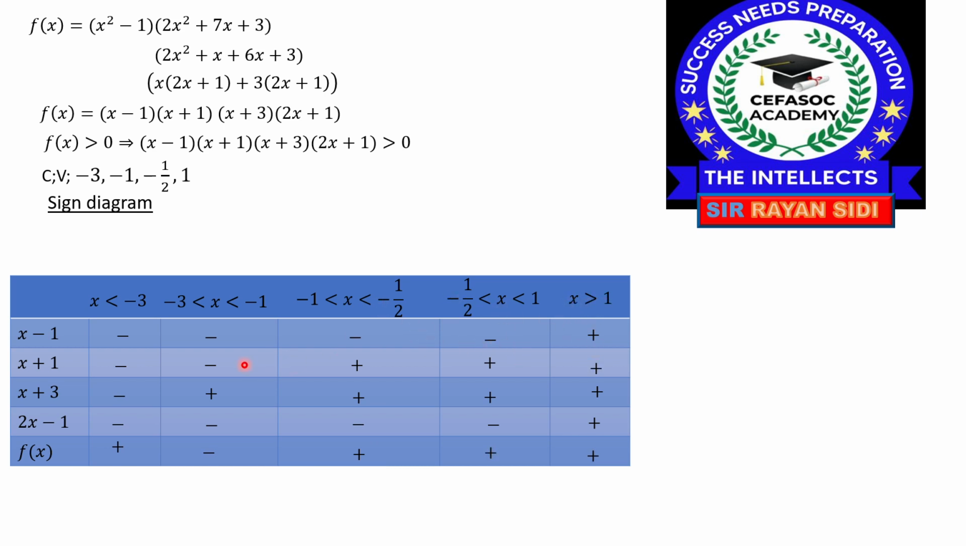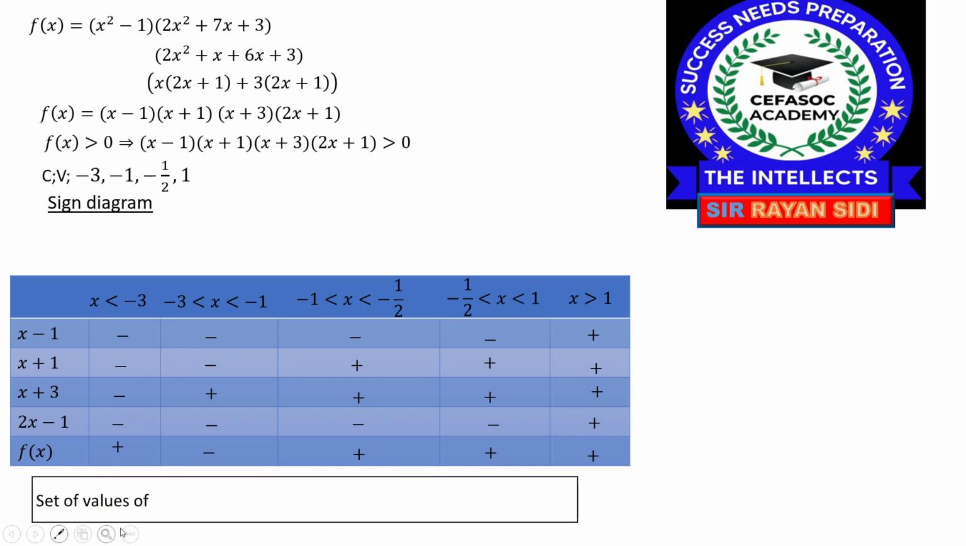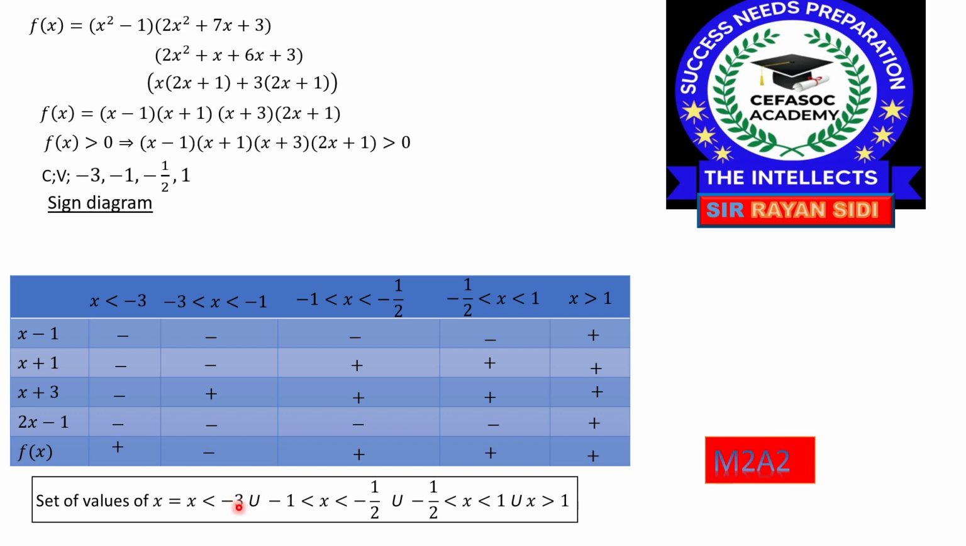So it means that the set of values of x is x less than -3, or x lies from -1 to -1/2, or x lies in between -1/2 and 1, or x is greater than 1. This sign here simply means or. So doing that, we get method 2, accuracy 2.